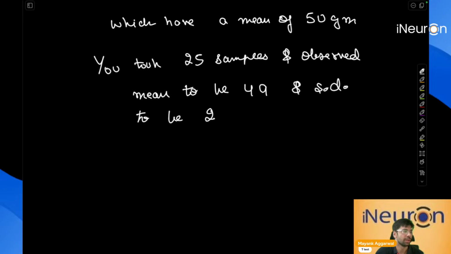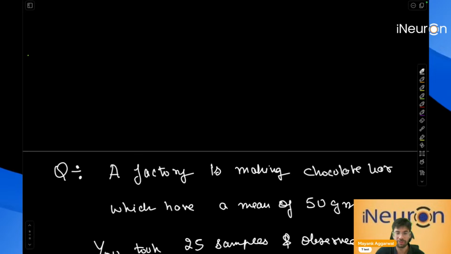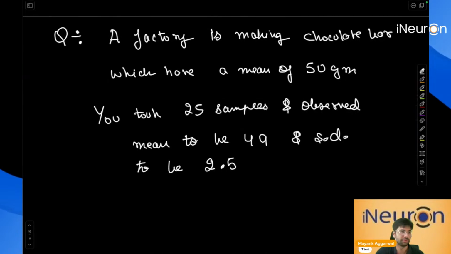Okay, so we got this as 2.5, right? Standard deviation we got as 2.5. Now, what further is this asking us? So first, I hope the question is clear, everyone. Please let me know if the question is not clear.